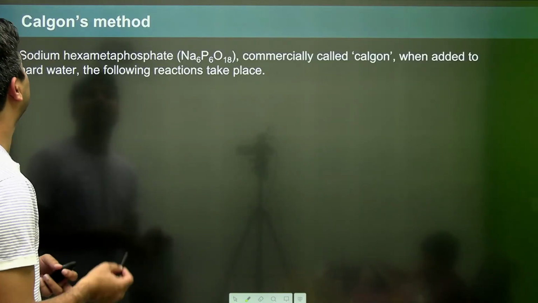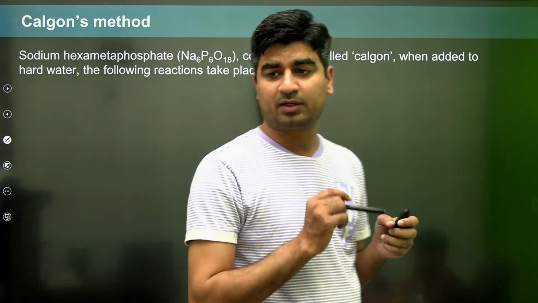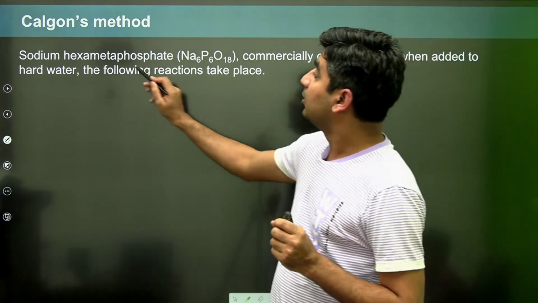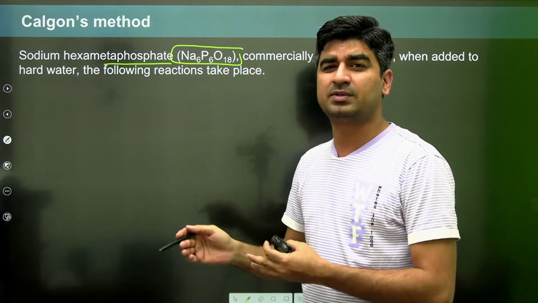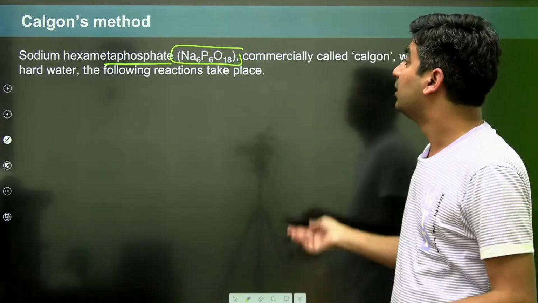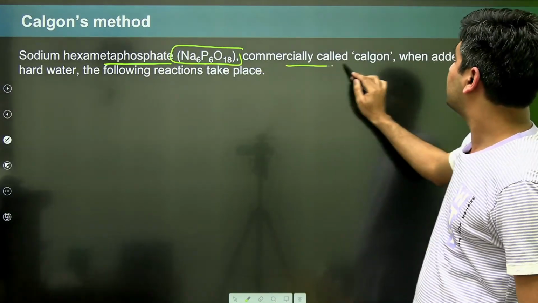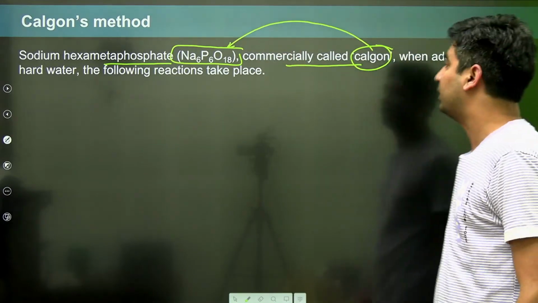So next we have Calgon's method. So what is Calgon's method? It's very important. If I talk about the Calgon's method, in this method we take sodium hexametaphosphate. Very important. Many times this question is asked, what is used in Calgon method? So this is sodium metaphosphate, and again it is water soluble, commercially called Calgon. So this is the formula of Calgon. Remember this point, very important.